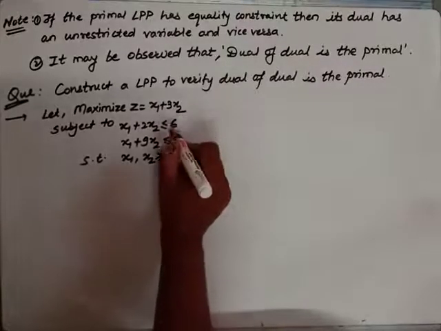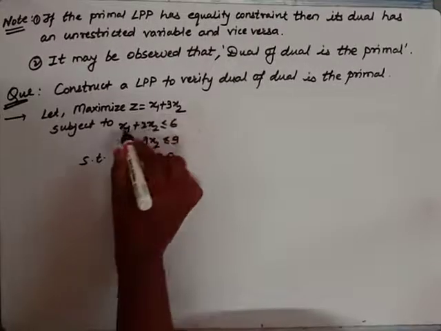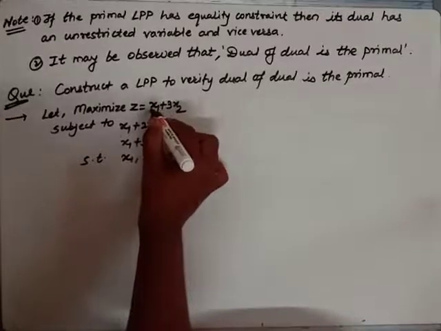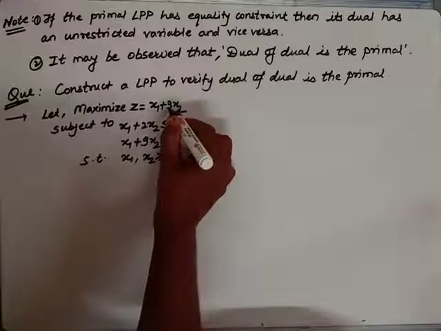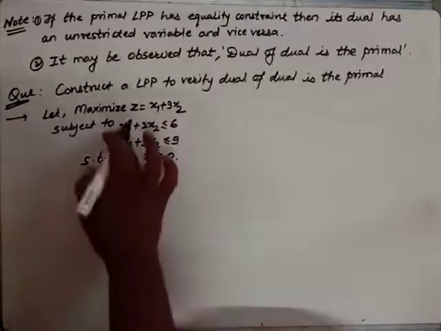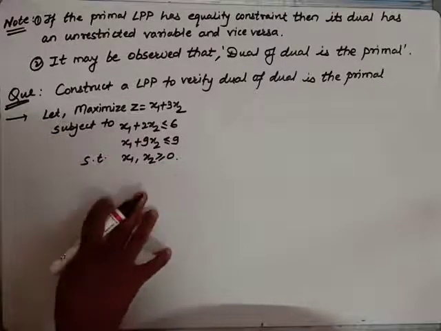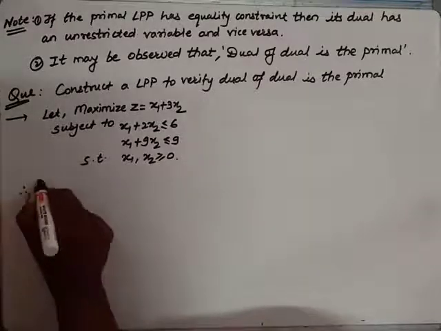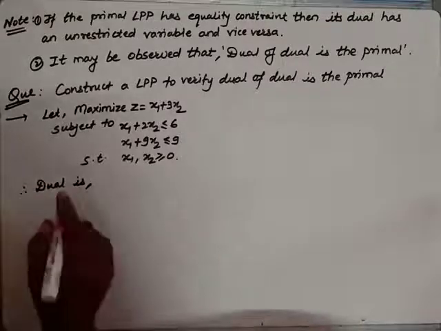Look at these right hand side constants, they will become the coefficients of the objective function in the dual. The coefficients of x1 give the first constraint, and the coefficients of x2 will give the second constraint. Now this primal has two variables and two constraints, so the dual also has two variables and two constraints. Therefore let me write the dual directly, or if you have a doubt you can go through the table.